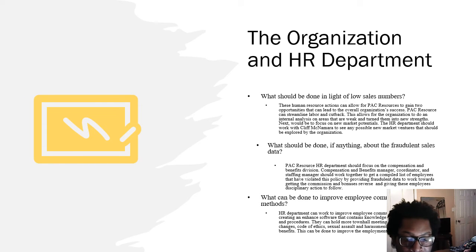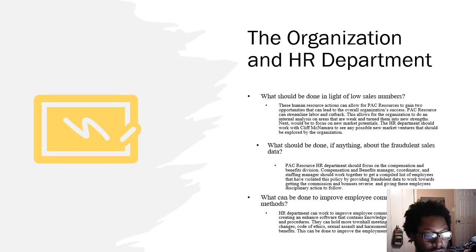PAC Resources' HR department should focus on the compensation and benefits division. The compensation and benefits manager, coordinator, and also the staffing manager should work together to get compiled lists of employees that have violated this policy by providing fraudulent data, to work towards getting the commissions and bonuses reversed and giving these employees disciplinary actions to follow.